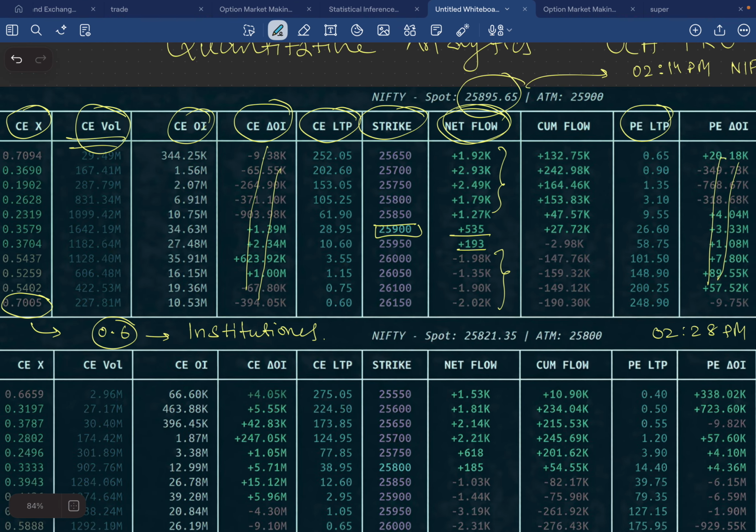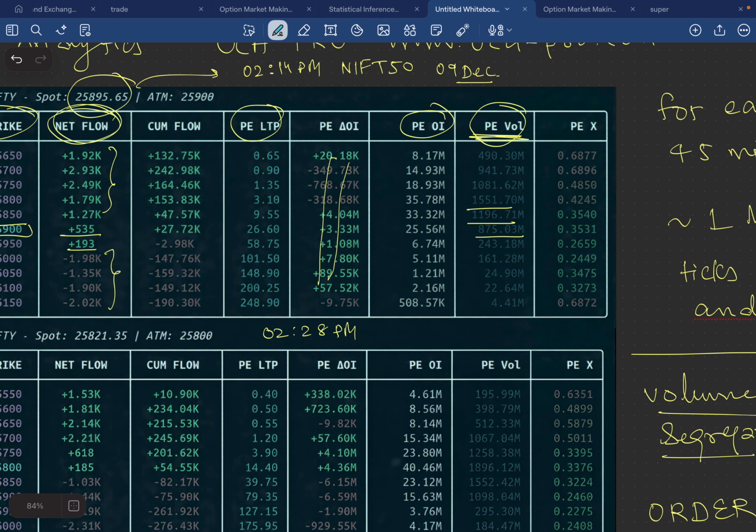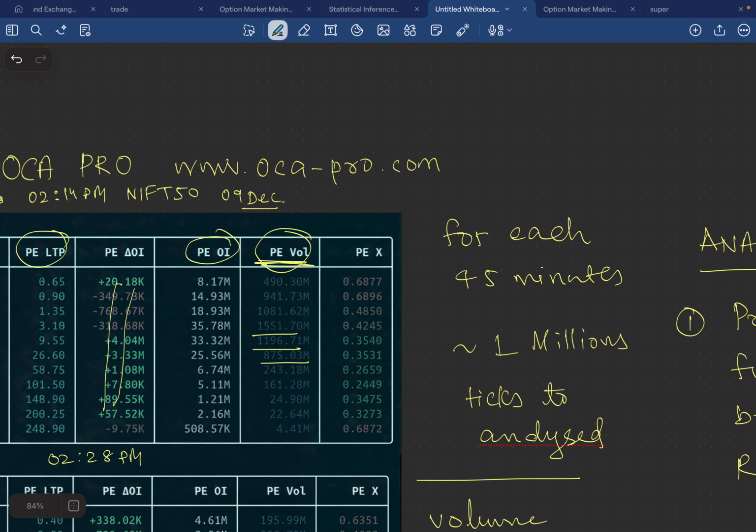And let me tell you, this is the volume extent. So you can see that at 900, 950, and these were the strikes with huge volume. It is 1899, 1642, 1882, and here we have around 875, 1196, or 1551. So you can see that the put volume around put is less than the volume around call.